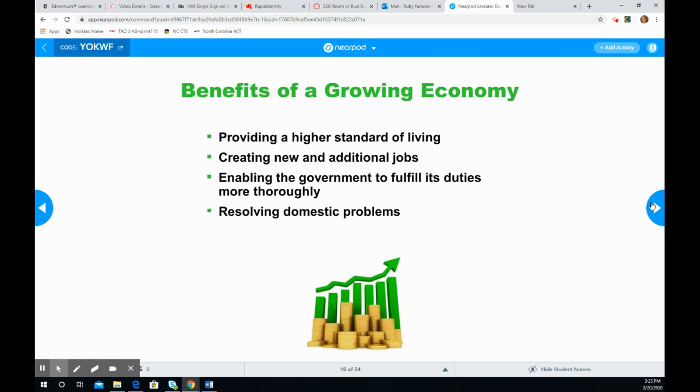So the benefits of growing your economy: it's going to provide a higher standard of living because people have money to spend so they can improve their quality of life. You're going to be creating new and additional jobs within those businesses. You're enabling the government to fulfill its duties more thoroughly. And you're also resolving any domestic issues.